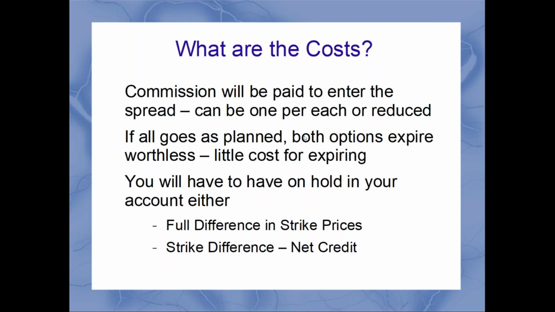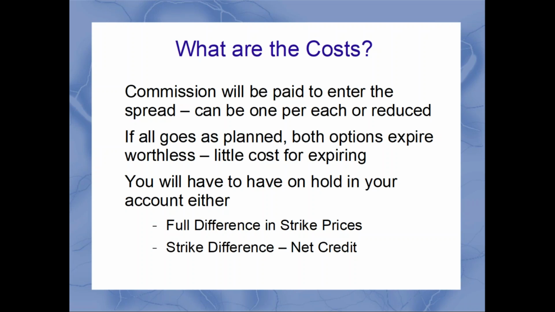All right, so what are the costs when entering a credit spread? Well, you're doing a two-leg position. A commission is going to be paid to enter the spread. Very few brokers will charge a commission for each action, selling to open one leg, buying to open the other. Usually they'll offer a discount for entering the spread. So where your normal commission, let's say for an option, is $5.95 to sell a put and $5.95 to buy a put, instead of charging you close to $12, they might only charge you $8.95 as a spread entry. Okay? Now for a credit spread, if all goes as planned, both options expire worthless. Little to no cost for allowing the options to expire.